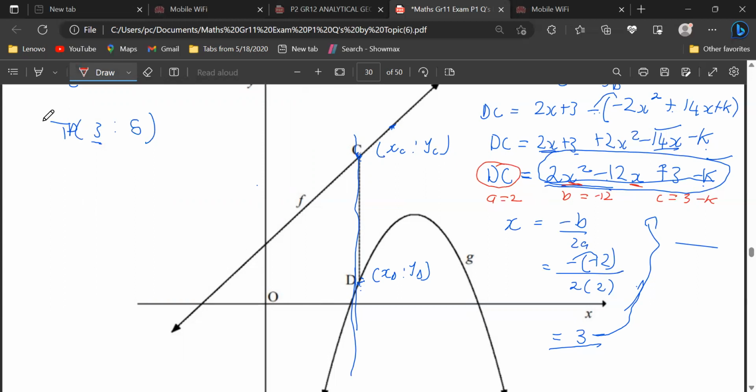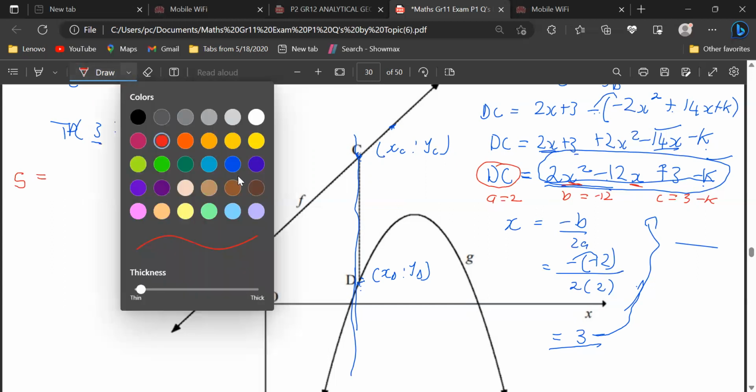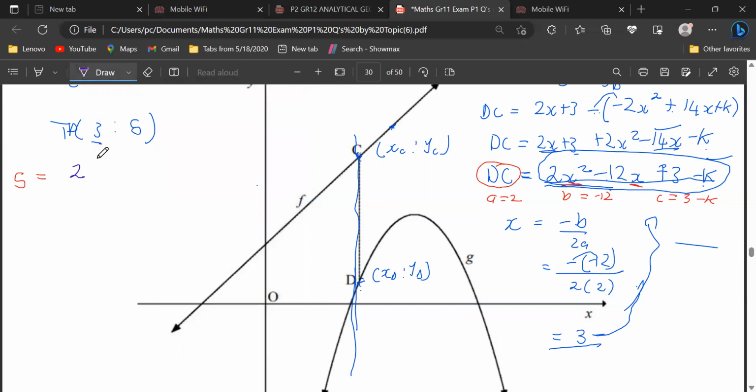So it means we have 5, which is going to be equal to 2 multiplied by 3 all squared, minus 12 multiplied by 3, plus 3 minus K. And then from here you have 5 equals. Now, 3 squared gives you 9, multiplied by 2 gives us 18, minus 12 multiplied by 3 is going to give us minus 36, and then plus 3 minus K.